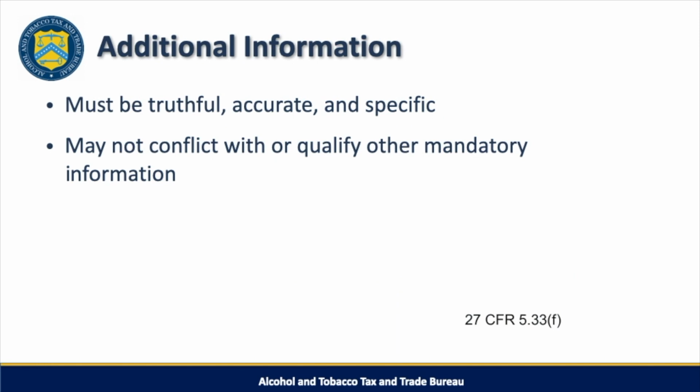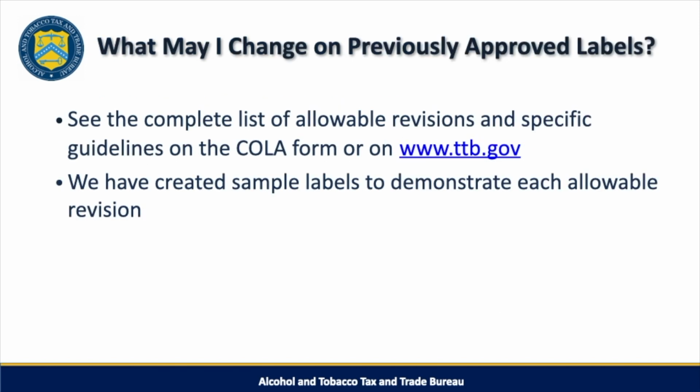www.ttb.gov. Per 27 CFR 5.33(f), additional information on labels must be truthful, accurate, and specific, and may not conflict with or qualify other mandatory information. What may I change on previously approved labels? Once a label receives TTB approval, you can make certain changes to that label without obtaining a new COLA from TTB.